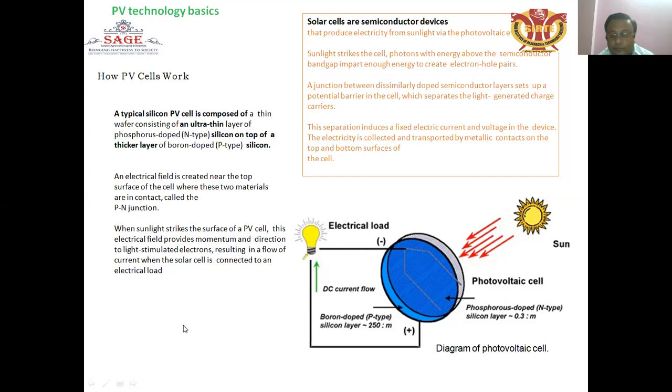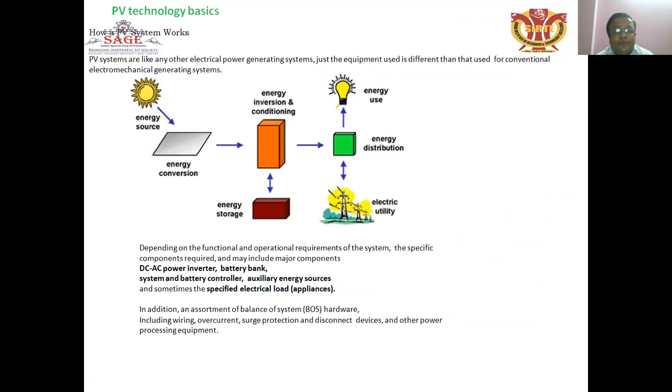This is another type of arrangement where PV systems are like any other electrical power generating system. Just the equipment used is different from that used for the conventional electromechanical generating system. Sunlight is coming from the side. Energy conversion happens on this side, and this side is energy storage. The high energy captured from the sun goes to energy inversion and conditioning on this side, this device, and energy distribution from this green box, and the energy use in this form is the yellow light blinking, and the electric utility is connected through the transformer.